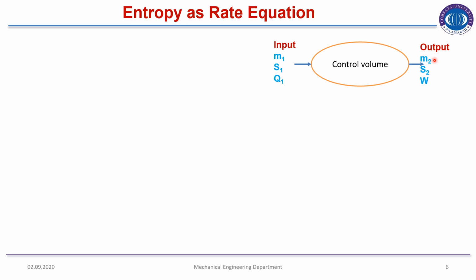Whereas M2 is the mass exiting the control volume or system, S2 is the entropy that is exiting the control volume, and W is the amount of work that we have taken out of the system, that is supplied by the system. So W represents the work done.